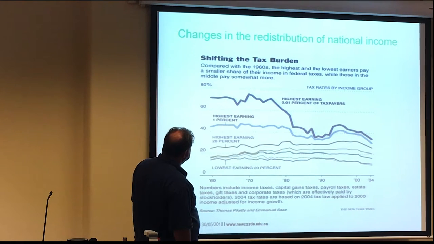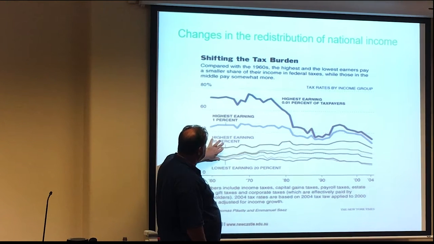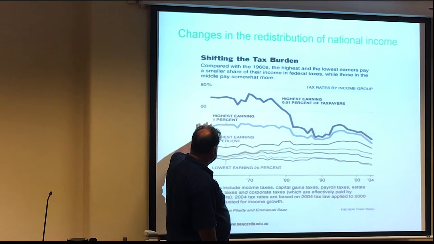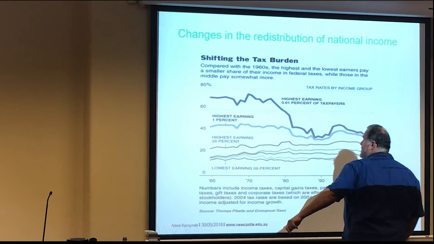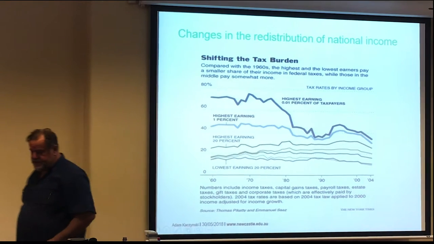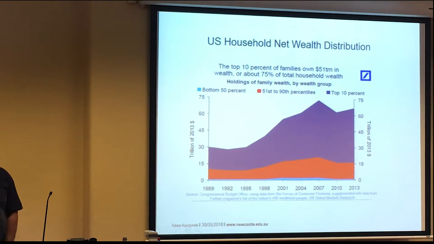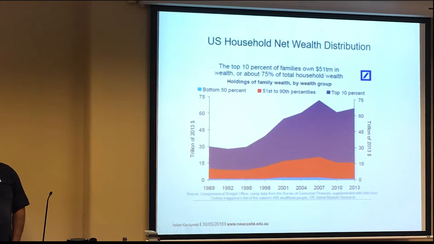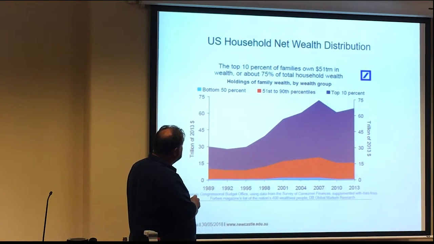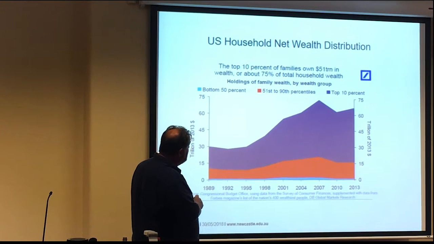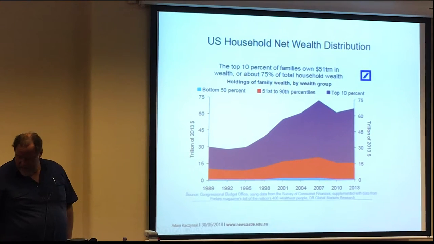Meanwhile, the tax burden, compared with the 60s, low earners are paying an increasing share of their income in federal taxes. Those in the middle have been paying somewhat more, but we're seeing really a lot of this sort of contraction of tax payment on the part of the wealthy. So it's pretty clear from these graphs what's going on in terms of income and wealth inequality, both before tax and after. And in terms of net wealth, the top 10% of families own $51 trillion in wealth, or about 75% of total household wealth, at least at 2013.